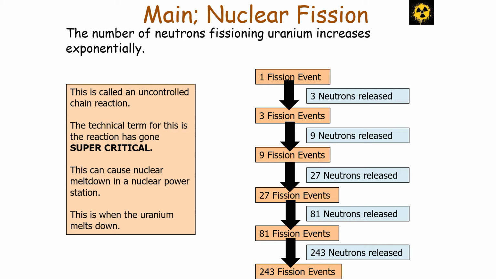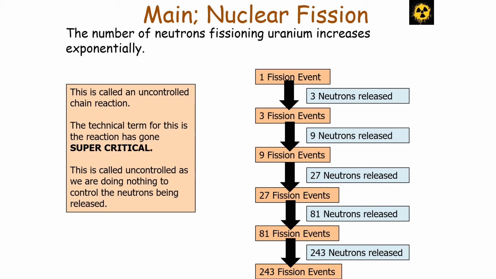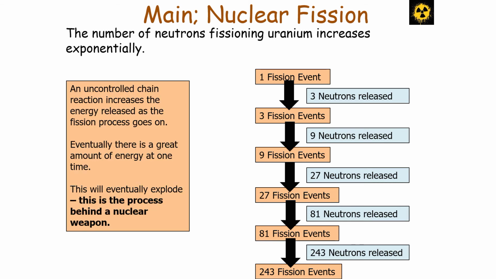Now this links because one fission event produces 3 neutrons. So if 3 neutrons are produced each time a uranium nucleus splits, one fission event leads to 3, which leads to 9, which leads to 27, to 81, to 243, and so on. You can see more and more fission events are happening every second. This is called uncontrolled, as we're doing nothing to control the neutrons being released. Eventually, an uncontrolled chain reaction increases the energy released as the fission process goes on. Eventually, there's a great amount of energy all released at one time. This will eventually cause an explosion, and this is the process behind a nuclear weapon.